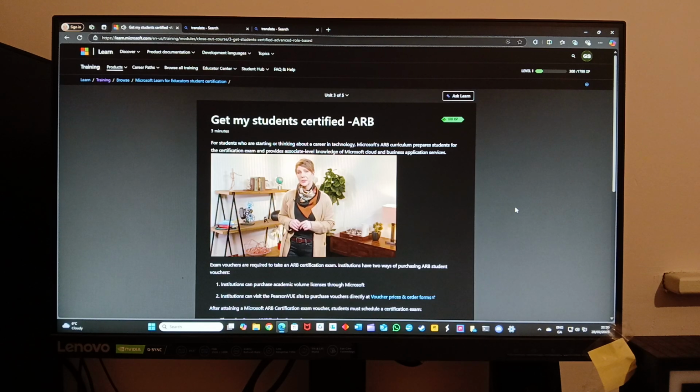Institutions have two ways of purchasing advanced role-based student vouchers. One, institutions can purchase academic volume licenses through Microsoft. Two, institutions can visit the Pearson VUE site to purchase vouchers directly from Pearson at aka.ms/pviewpricelist.